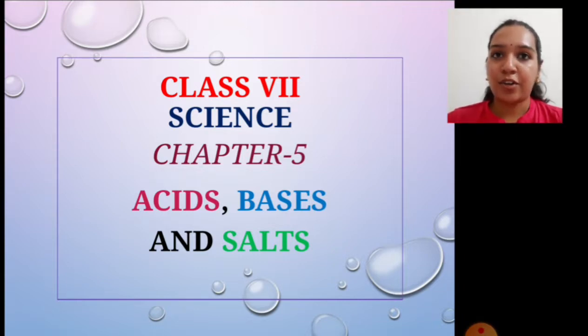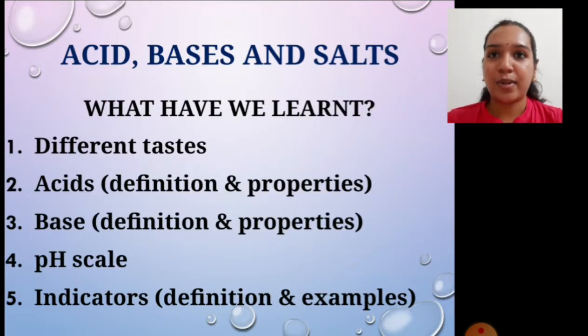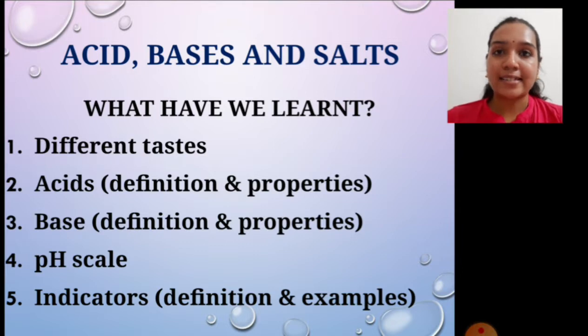Let's once again recall what we have learned. We have learned what the different tastes are. We revised the definitions and properties of acids and bases. We learned what a pH scale is and the range of acids and bases on a pH scale. We understood what an indicator is and learned about some examples of naturally occurring indicators.